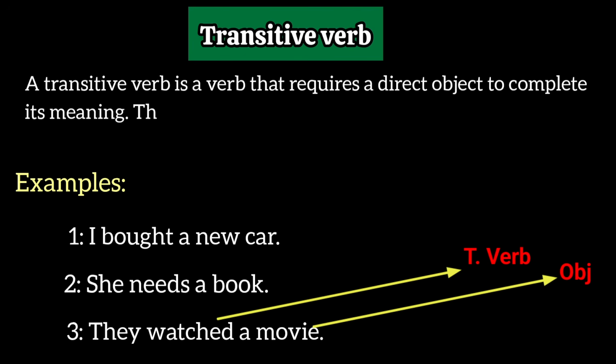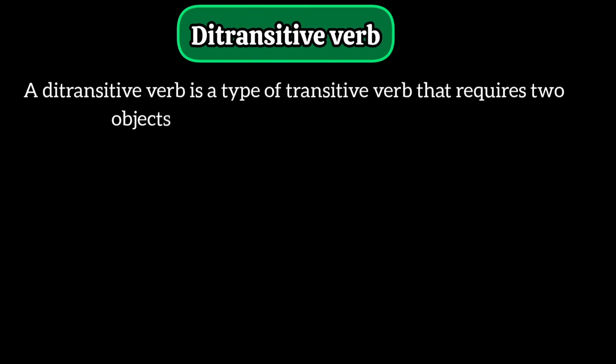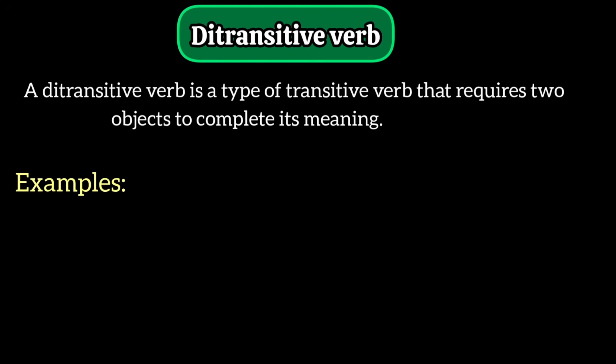Now let's learn about the types of transitive verb. The first one is ditransitive verb. A ditransitive verb is a type of transitive verb that requires two objects to complete its meaning. This is the simplest definition. Simply, it means that a ditransitive verb is a verb which requires two objects to complete the meaning of the sentence. You should keep in mind that one object will be direct object and another will be indirect object. To put it simple, I would say, when you see two objects in a sentence, the verb of that sentence is called ditransitive verb. Just look at these examples.